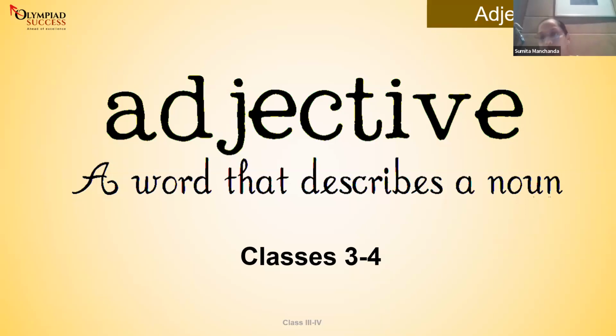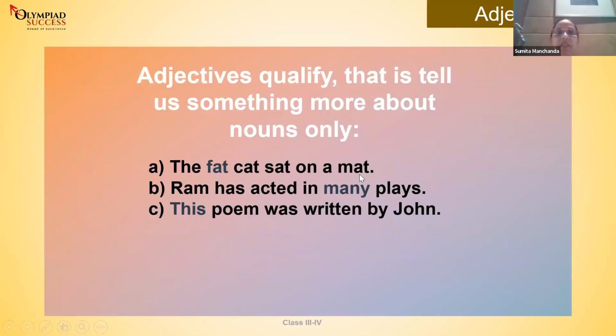When we describe something. Now, an adjective qualifies, that is, tells us something more about a noun. Now, we all know what a noun is. Yes, a noun is the name of a person, place, animal or thing. That means an adjective tries to tell us something about a noun.